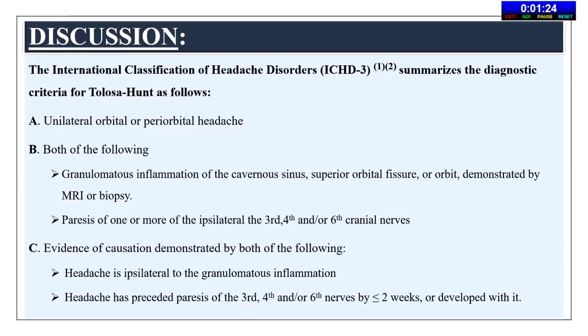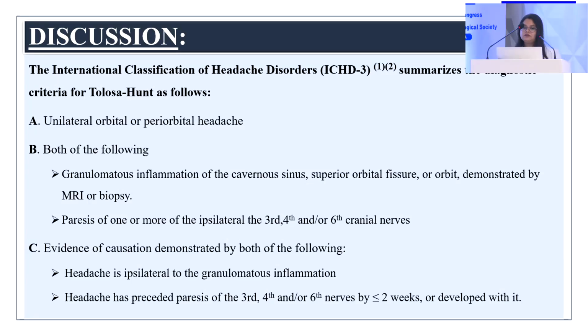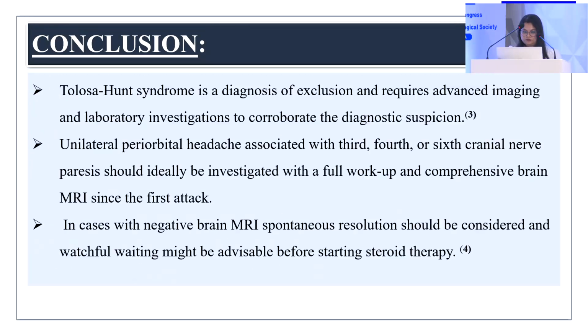So the criteria according to the ICSD for Tolosa-Hunt are: unilateral orbital or periorbital headache, granulomatous inflammation of the cavernous sinus demonstrated either by MRI or biopsy, paresis of one or more ipsilateral third, fourth or sixth nerves, and evidence of causation, that is, the headache is ipsilateral to the granulomatous inflammation, and the headache preceded the paresis of the third, fourth and sixth cranial nerves.